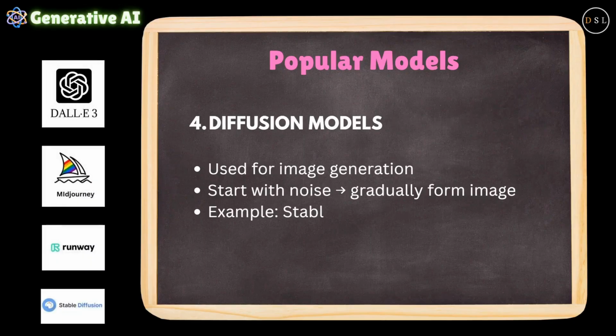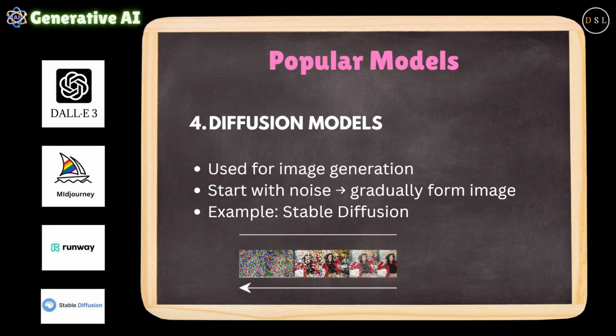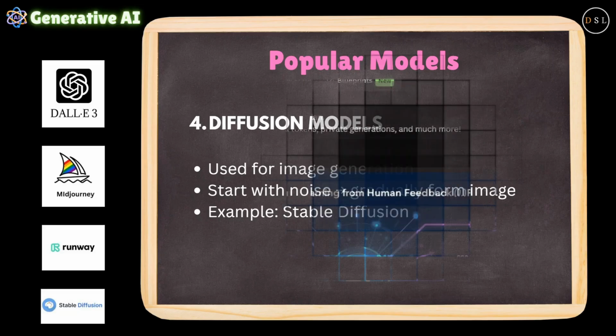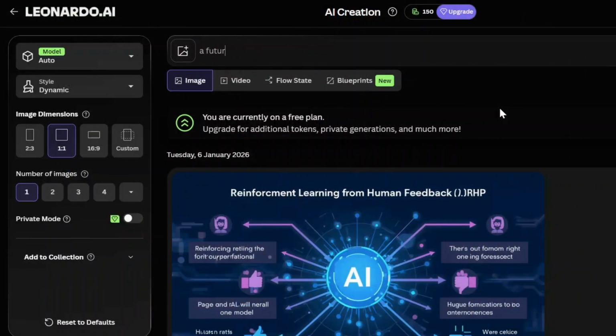Now let's move from text to images. Next are diffusion models. Diffusion models are used to generate images, like AI art generators. Their working idea is fascinating. They start with pure random noise, just like static dots. Then step by step, they remove noise until a clear image appears. So the model is basically learning how to turn noise into a meaningful picture. That's how tools like Stable Diffusion generate realistic images from prompts. You type a prompt like a futuristic city at sunset. The model gradually paints it from the noise.